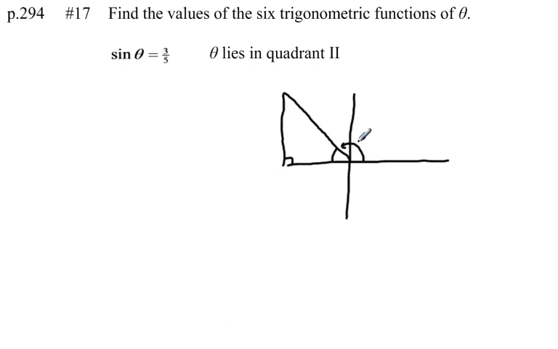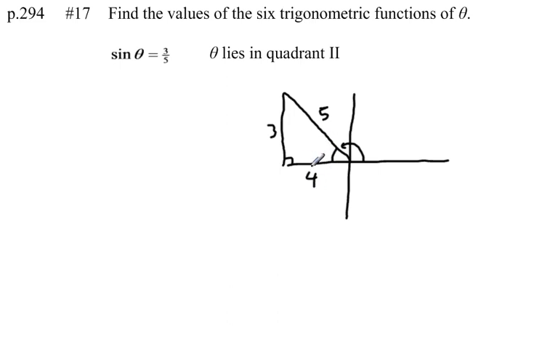Well, from SOHCAHTOA, I know that sine is opposite over hypotenuse. So if the sine of this angle is 3/5, that means the opposite over the hypotenuse is equal to 3/5. Now, before I go any further, let's label this missing side here. Now, we could use the Pythagorean Theorem, 3 squared plus x squared equals 5 squared, solve for x. Or in this case, you should recognize this as a 3, 4, 5 right triangle.